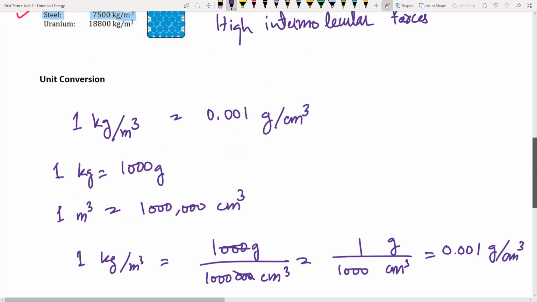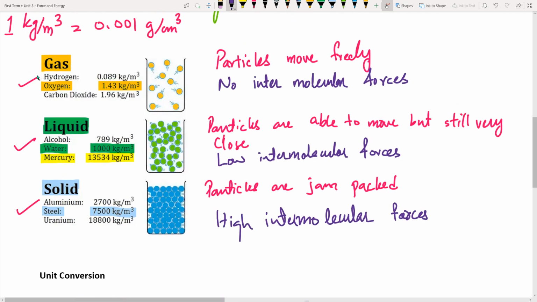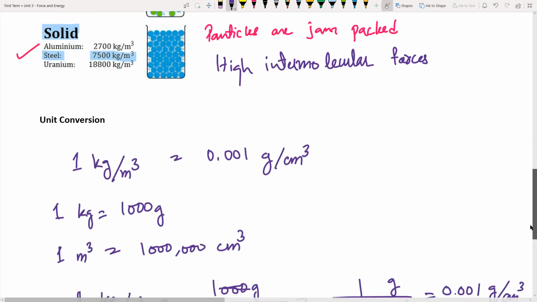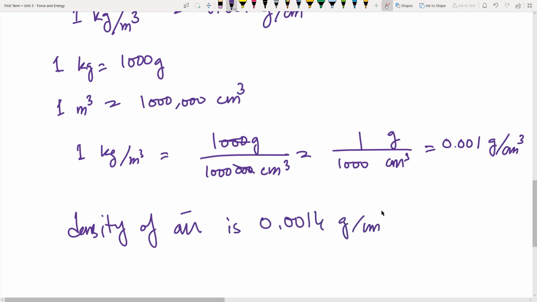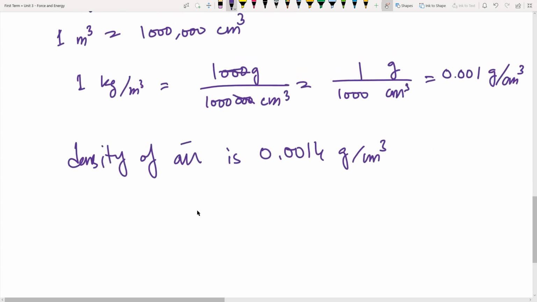In general, since air is a combination of several gases, including carbon dioxide, which is a heavier one, the density of the air is actually 0.0014. So I'm just going to write the density of air is 0.0014 gram per centimeter cube. And the density of water, right?